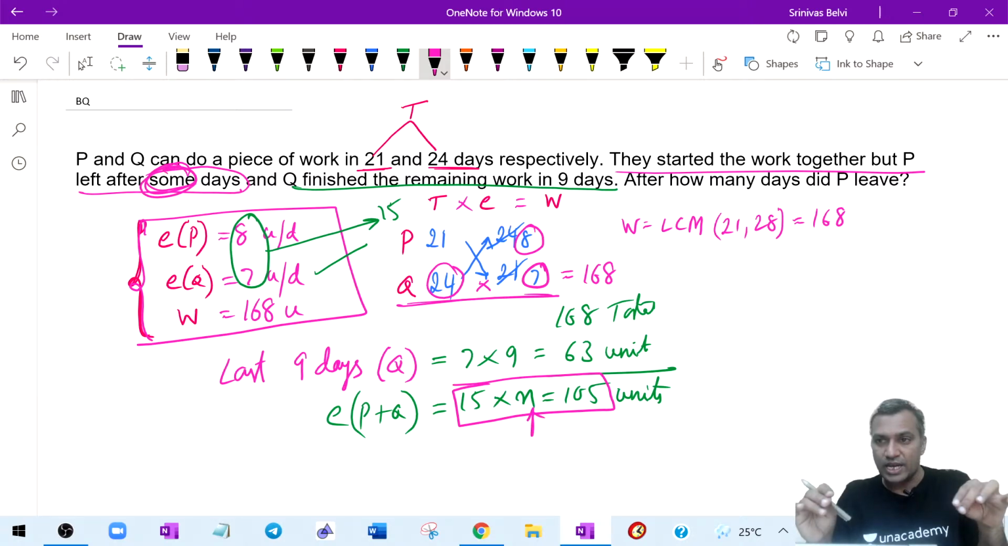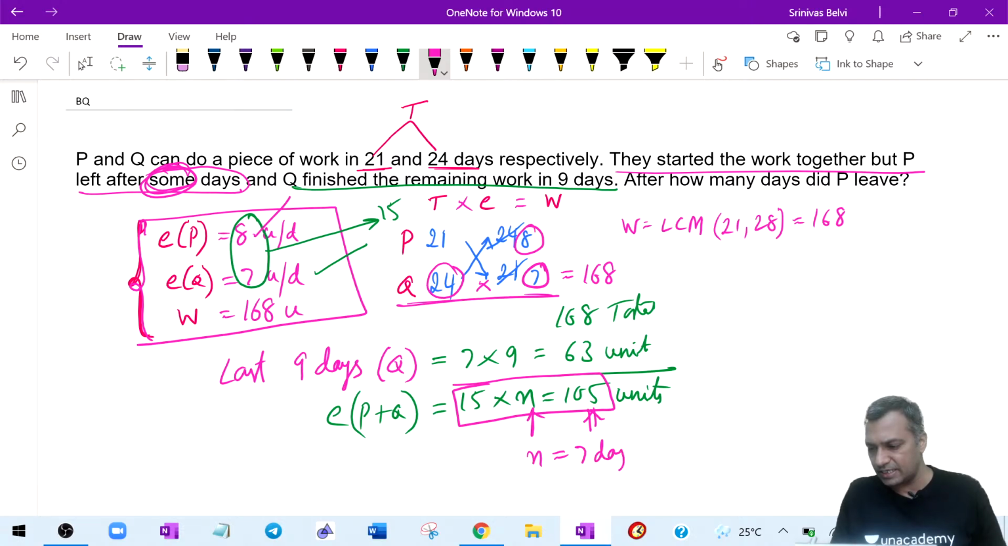But when they work together, they can accomplish 15 units. 8 plus 7, 15 units. How many days? I don't know, some N days. How much work was accomplished? 105 units were done. Therefore, you get the value of N as 7 days. They worked for 7 days.